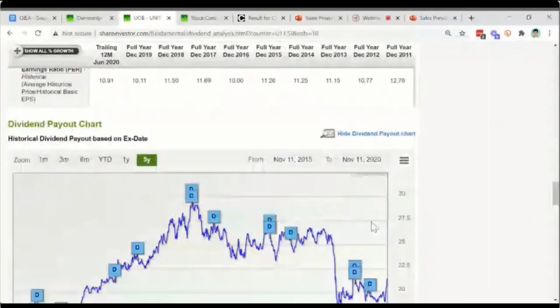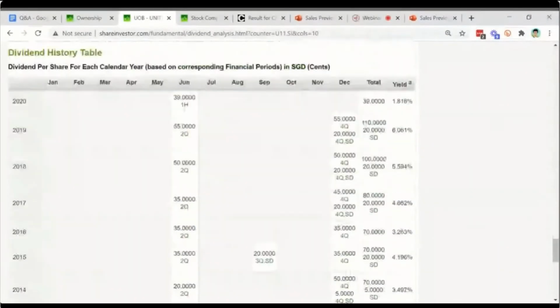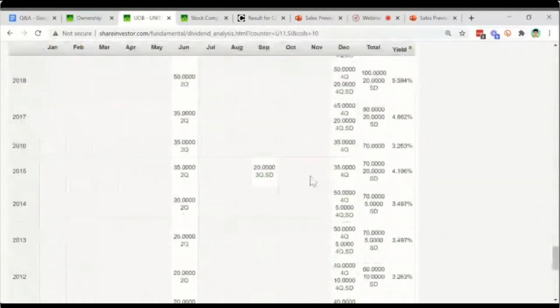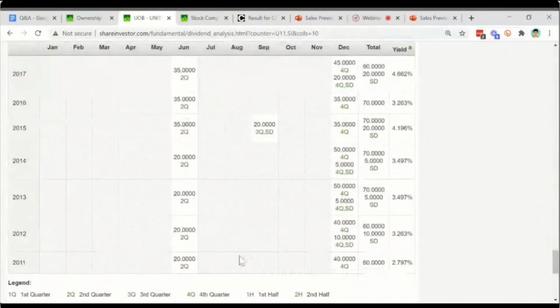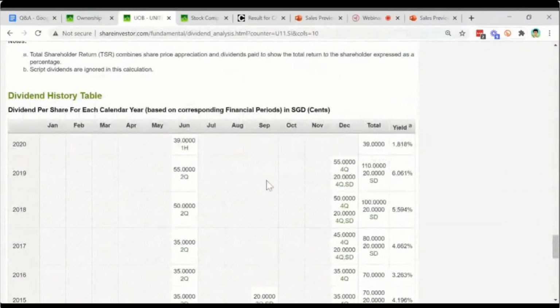And when you scroll down, you can also see this dividend history table. So from year 2011, they have always been paying in June and December. The recent June, due to COVID-19, they have cut the dividends. But if the vaccine is really coming, you may think that UOB may have a chance to hike up their dividends again. Back in the previous year, they gave actually around 6% based on today's share price. So this is something to take note.